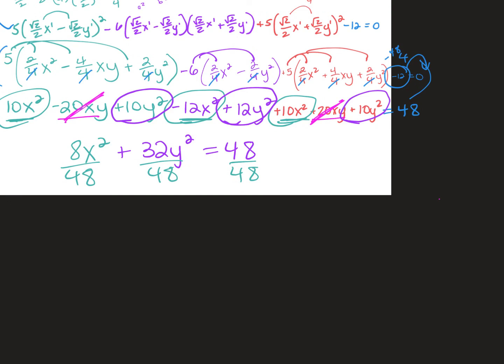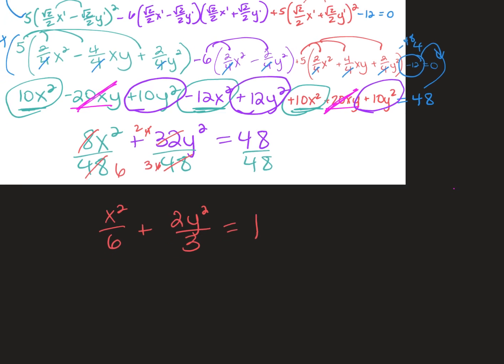So how many times does 8 go into 48? 6. So this is x squared over 6. 32 does not go evenly into 48, but what are they both divisible by? 8. So this would be 4 and 6, and then I can go one more time, right? 2 and 3. So this would be 2y squared over 3 equals 1.